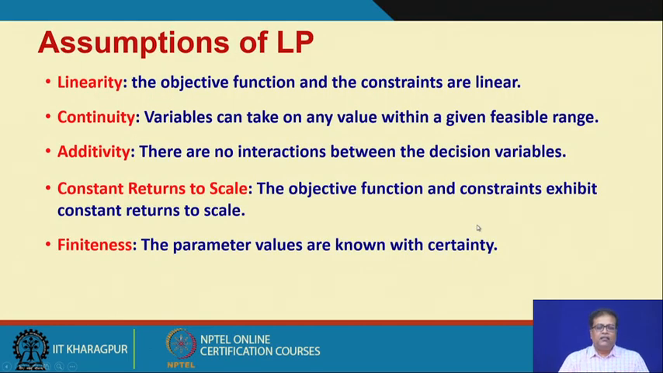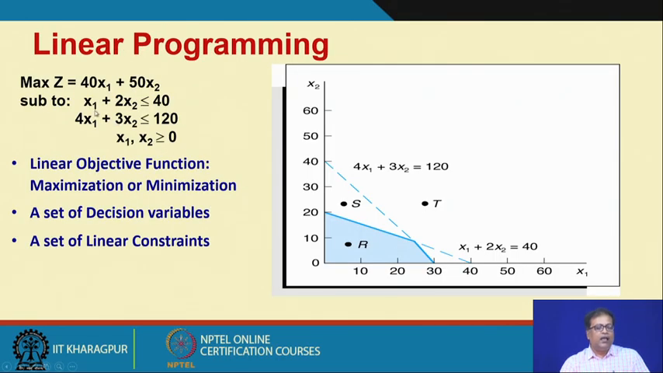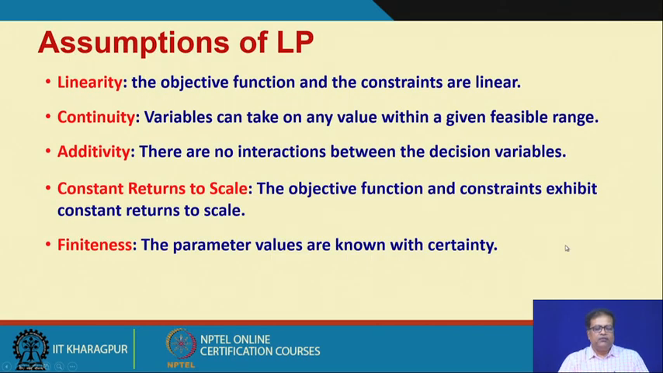The third one, the additivity. There are no interactions between the decision variables. That means that we can add x1 plus x2. Sometimes you cannot add apples and oranges, is it not? But in this case, the constraints are written in such a way that, let us say if a resource is 40, then we can add a certain portion of x1 and a certain portion from x2, right. So, this should be possible. That is the essential idea of additivity.